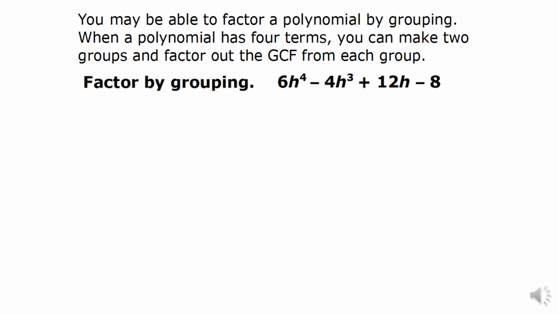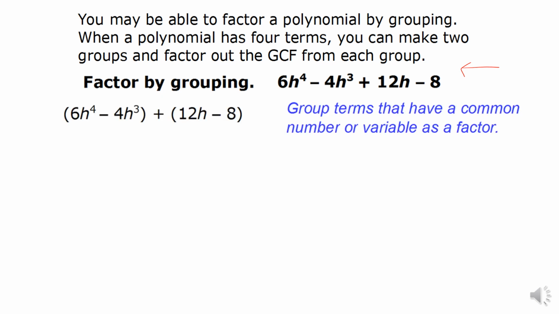Okay, you may be able to factor a polynomial by grouping. When a polynomial has 4 terms, notice this one, you can make 2 groups and factor out the GCF from each group. And we'll use this later for another kind of factoring, so it's really good to learn. So the first step is to group the terms that have a common factor or variable. So these both have an h. These both have a number that is divisible by 4. You want to try to put the higher exponents together. So sometimes you have to rearrange. This one was already arranged, so we could do that.